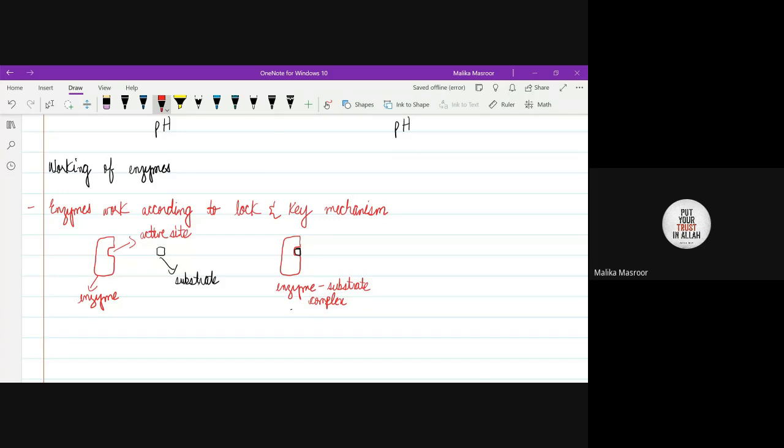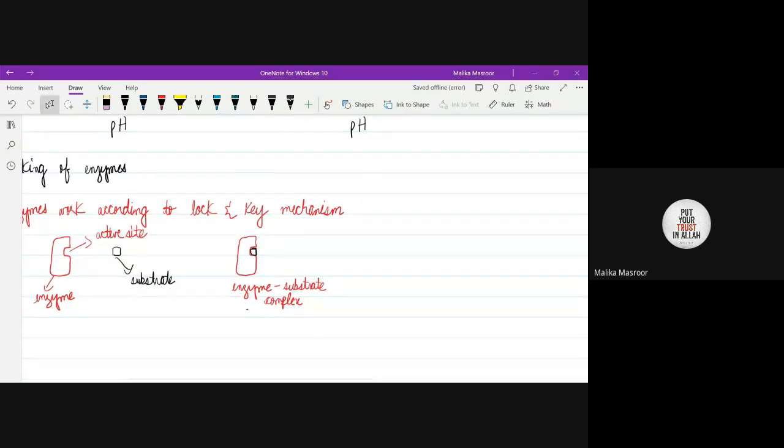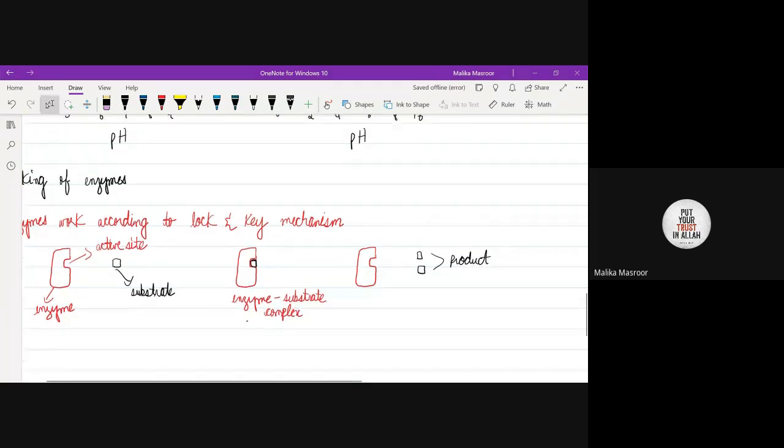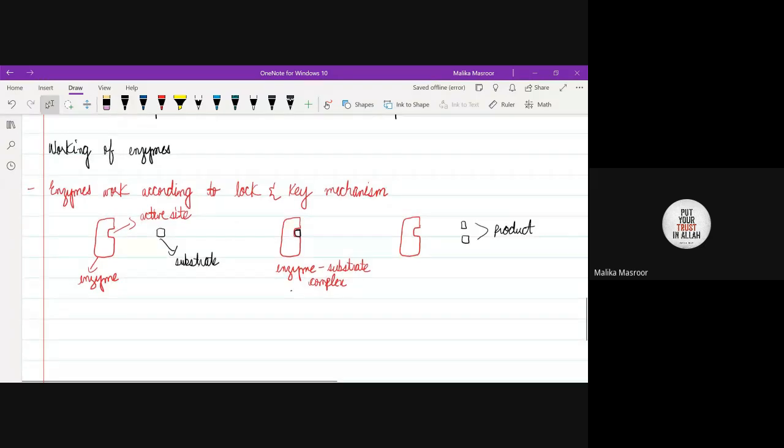And then let's say it breaks it down further, and then you have your enzyme and product separate now. Let's say they're two small units now. For example, this is your product. Enzyme is back to normal, again ready to catalyze another reaction. So enzyme and substrate need to be complementary to one another.